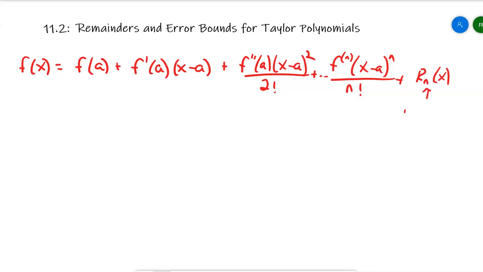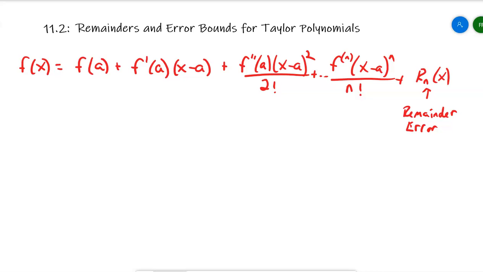So this thing over here is my remainder, or you might also call it my error. In other words, if I stop after only 4 terms of my Taylor polynomial, there's an awful lot that I'm leaving out there, like an infinite number of terms. So the difference between the value of the function and the value of my polynomial approximation, that will be the remainder or the error.